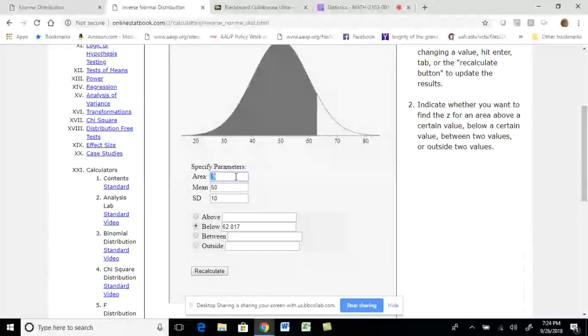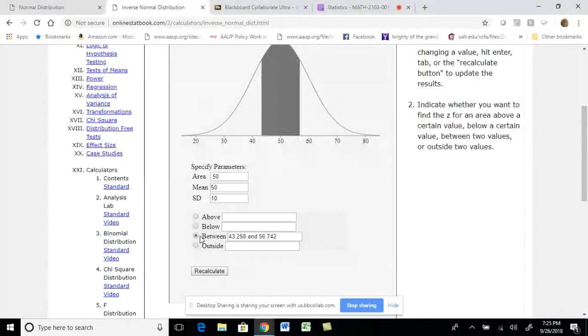Okay, and go. 50 push-ups was the mean. Sorry, the area is 50. So let's just do 50. The mean is 50, the deviation is 10, and you want it between. This is just one way to do it. I'm going to do it both ways. So what you're going to do now is subtract those two numbers, because a range is one number. The range is how far apart are those two numbers. So it's going to be something like 13.5.